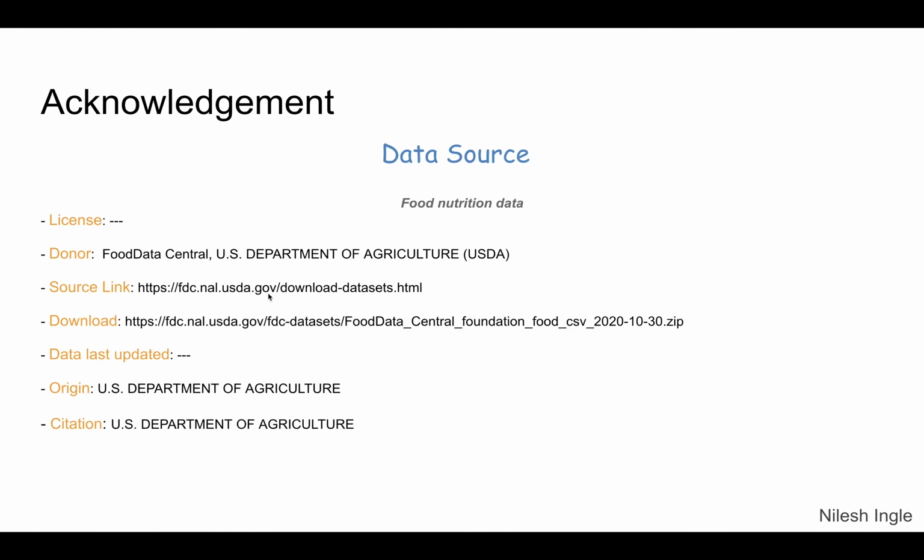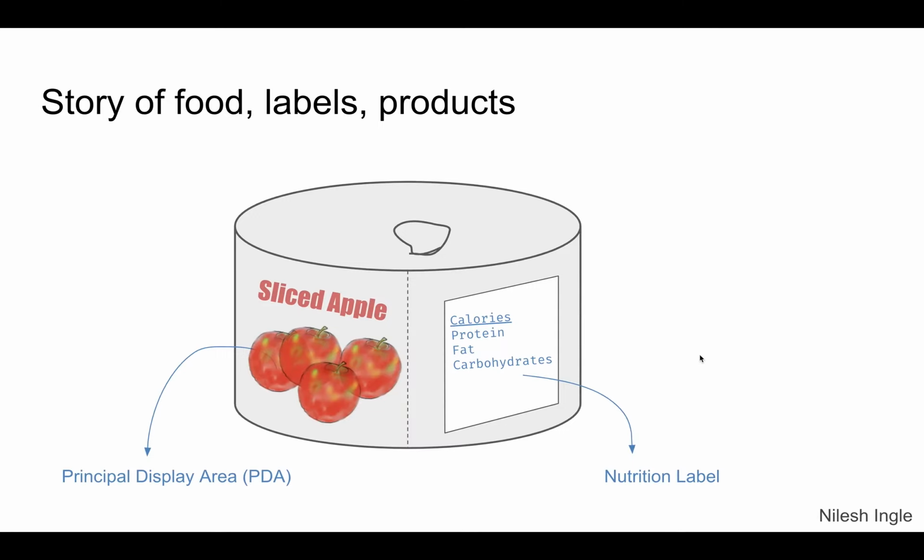And this is the page for the resources where you can read about what this particular data set is about. Story of food labels and products. So here's what I gather from this. You probably already are familiar with this. If we have, let's say, a product of sliced apples in a can as shown here, the part where we show the sliced apple, like an image of what the product is and the name of the product or the brand, that's called the principal display area, and that's shown right here.